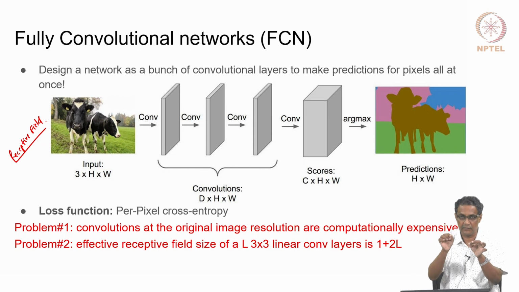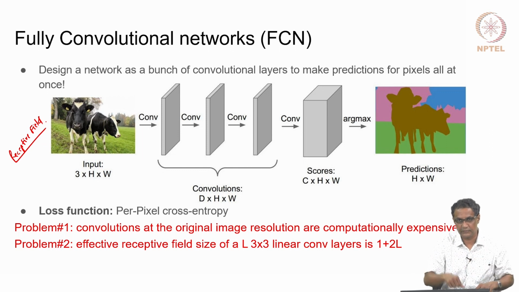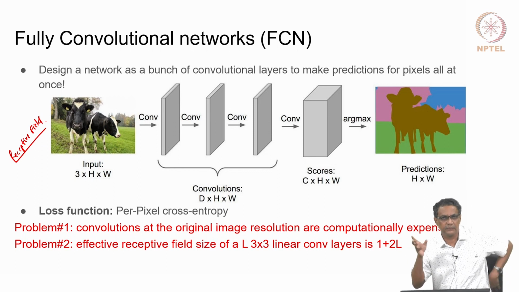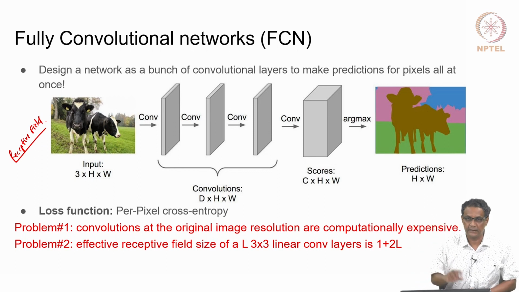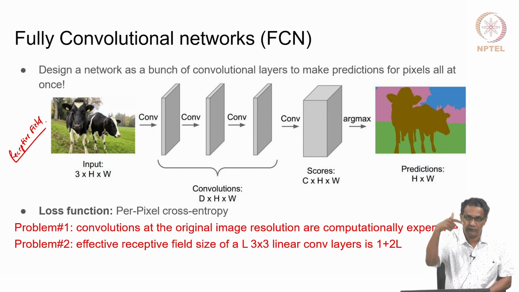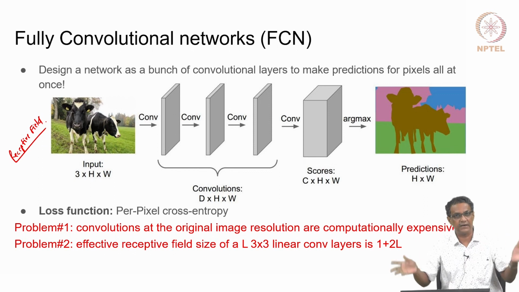Right, and then you have a y hat, which is the network's output, and you compute minus summation yi log yi hat, and that is your cross entropy, but it will be at a pixel level. So you need to do this for every pixel, and you simply average these losses.